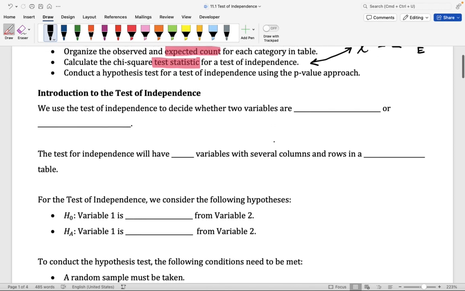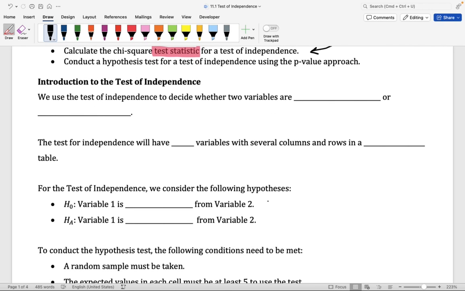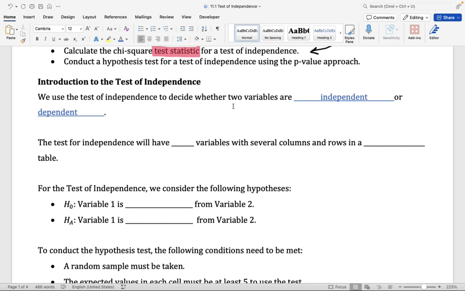First, let's talk about when we're going to be using the test of independence. We're going to be using the test of independence to decide whether two variables are independent or dependent. Now, let me be more specific here. I should be writing that we're looking at qualitative variables. So I'm going to make sure to add that on your activity. Again, we're using the test of independence to decide whether two qualitative variables, categorical variables, are independent or dependent.